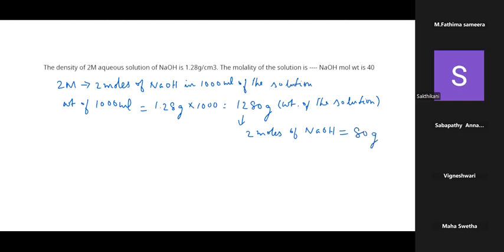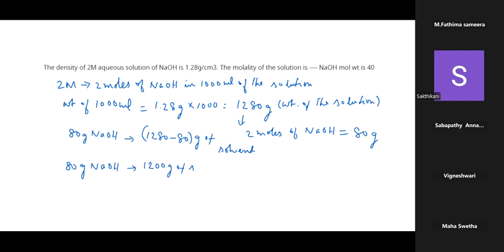So 80 gram NaOH is dissolved in 1280 minus 80 gram of the solvent. So solvent weight and solute weight are calculated. So 80 gram NaOH is dissolved in 1200 gram of solvent. In other words, 2 moles of NaOH is dissolved in 1200 gram of the solvent.